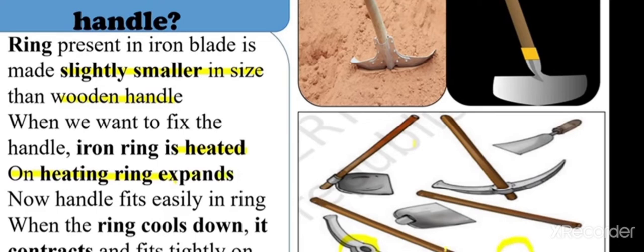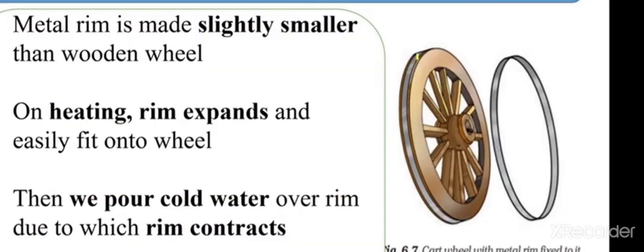It will become bigger, and now the handle will easily fit in the ring, right? And when the ring cools down, what will happen? On cooling down, contraction happens. So when the ring cools down, it contracts, and thus it fits tightly to the handle. This is how the iron blade is fixed with the wooden handle. You understood that? Alright, let's move forward.